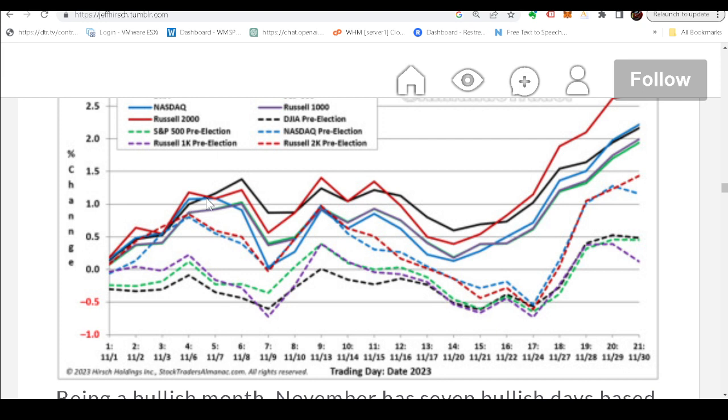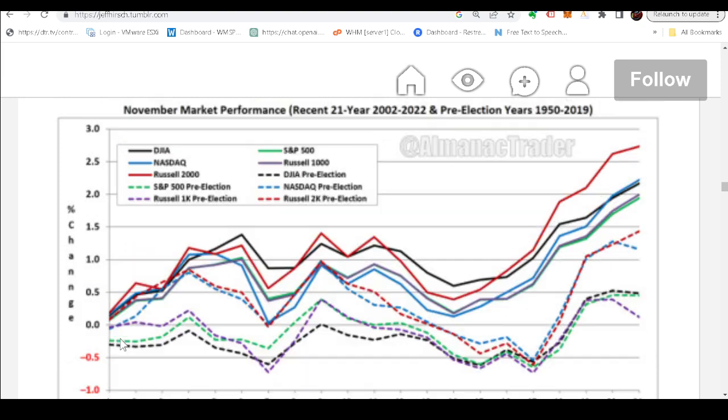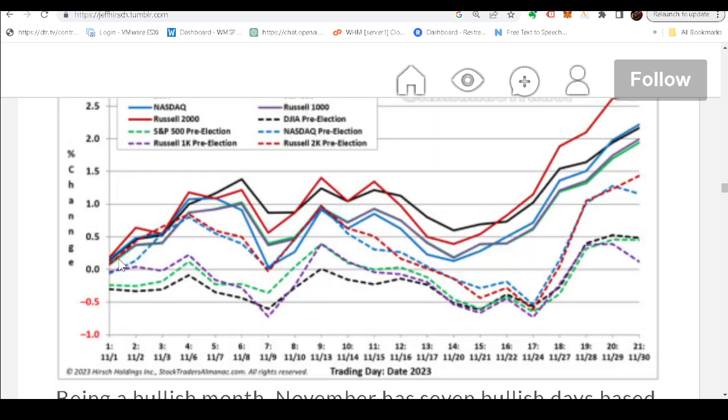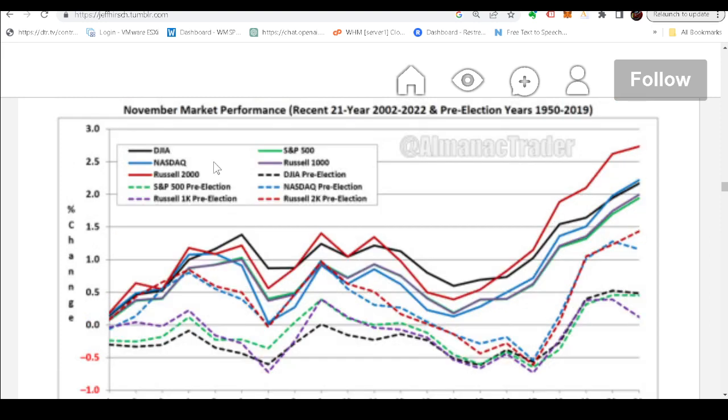So you can see the regular markets. This is the month of November, and typically we have a very bullish start of November, which we did, and then we kind of chop around until the end of November, where we have a very extreme, strong rally. And this is over time. This is an average over 21 years. So this average is working out good.